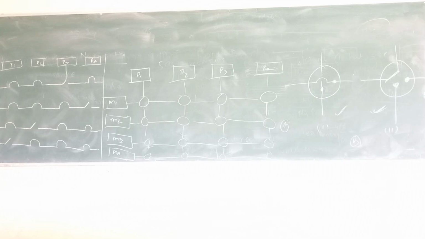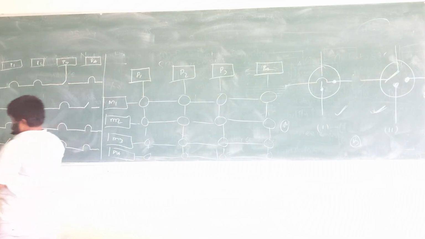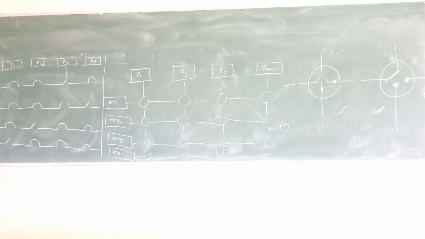In the third figure we have four memories and four processors. If you want to access the particular P3 here, P3 means processor 3. Let me complete this figure first.